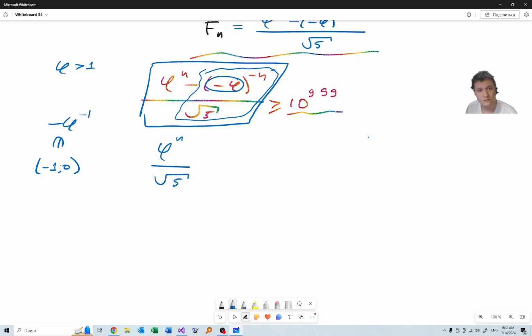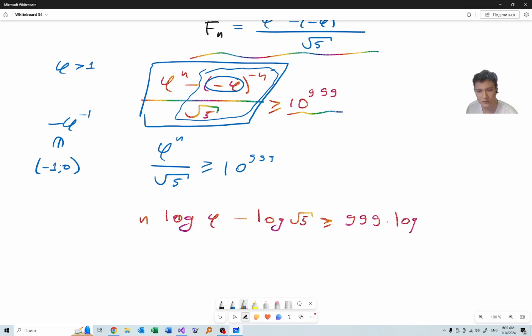Okay, so you want to find the minimum number n such that this number is at least 10 to the power 999. Then we can take the logarithm of this inequality and you get the following. N times logarithm of phi minus logarithm of square root of 5 is at least 999 times logarithm of 10. And this is a linear inequality, and you get that n should be at least this number.